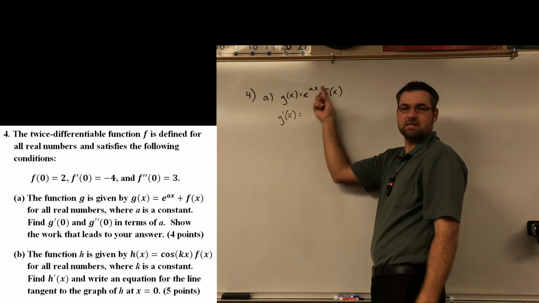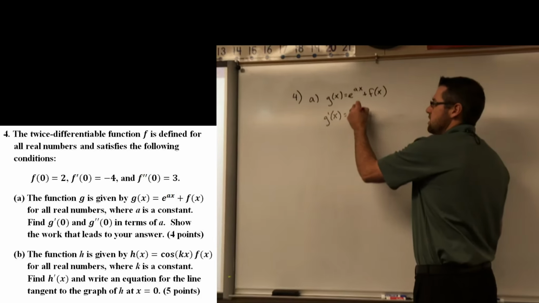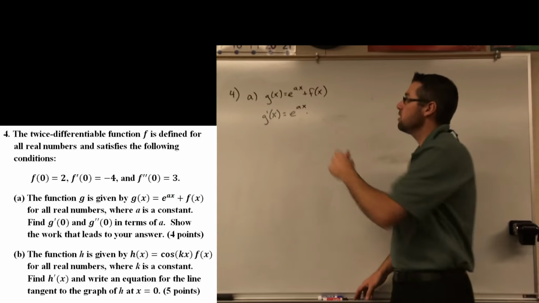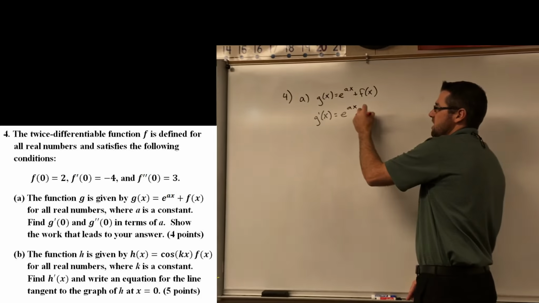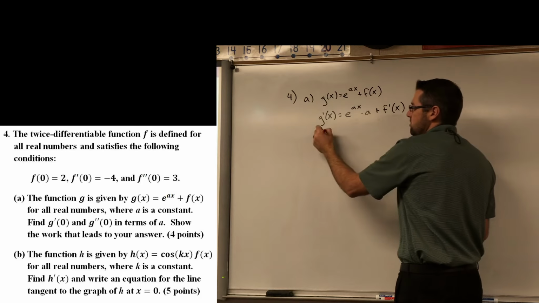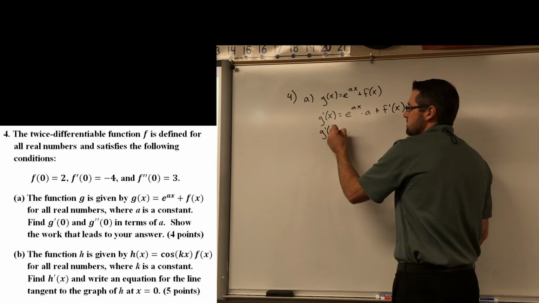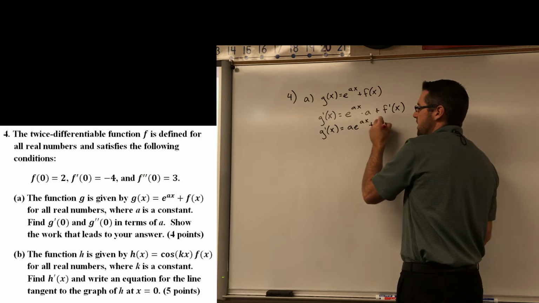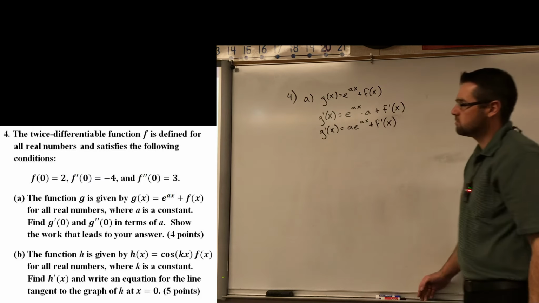What's the derivative of e to the anything? E to the anything times the derivative of the anything. If a is a constant, then the derivative is a, right? Plus, what's the derivative of f of x? F prime of x. So simplifying this, g prime of x equals a e to the ax plus f prime of x.